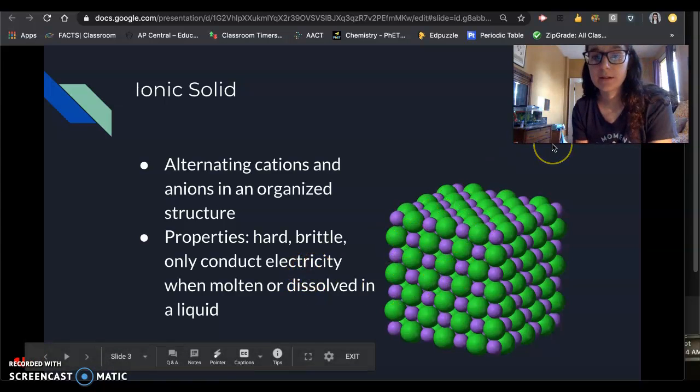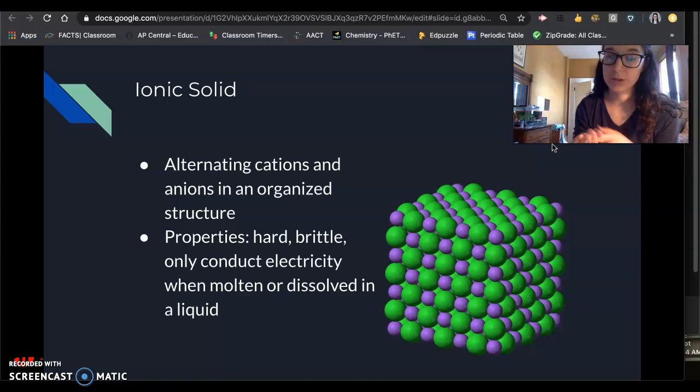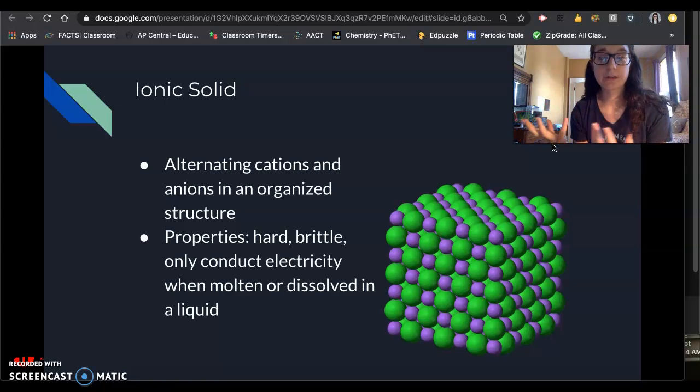The properties of ionic solids are that they're hard, they're brittle, so they break apart easily if you were to apply a force, and they only conduct electricity when molten or dissolved in liquid. The reason for that is for electricity to flow, there have to be charges that are able to move. In an ionic solid, there are positive and negative charges, but they aren't able to flow or move. If you melt that solid or you dissolve it in water, then you can conduct electricity.